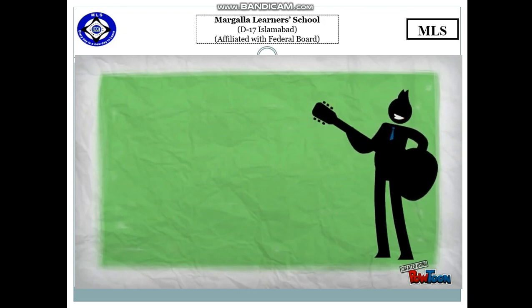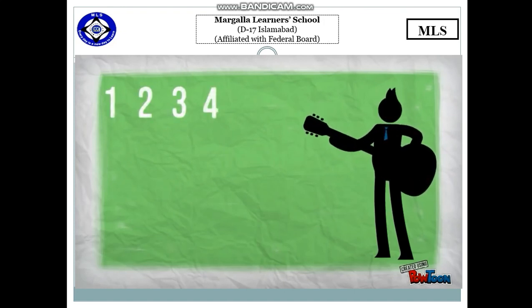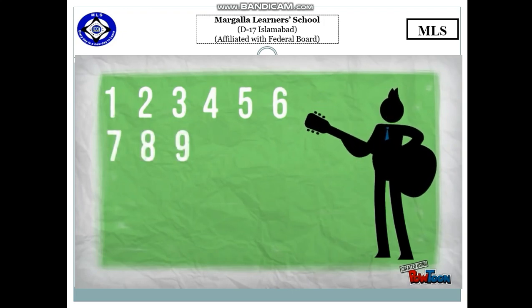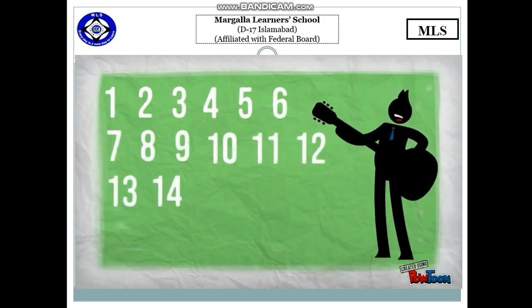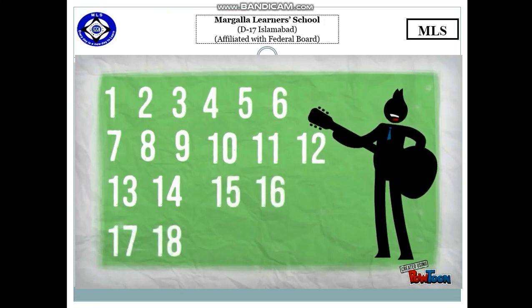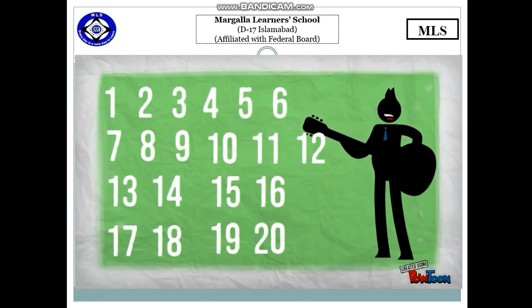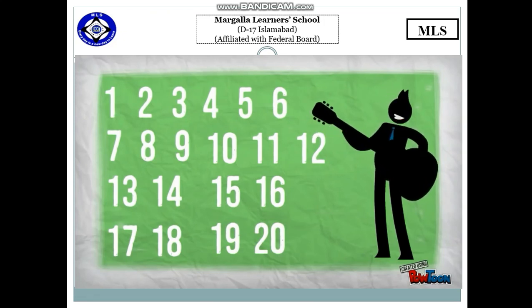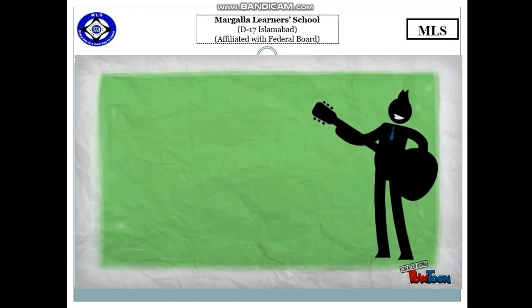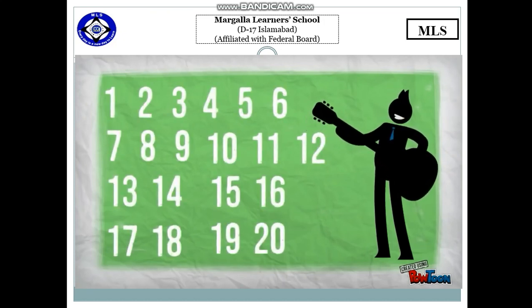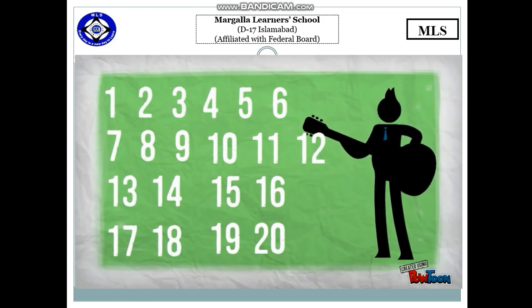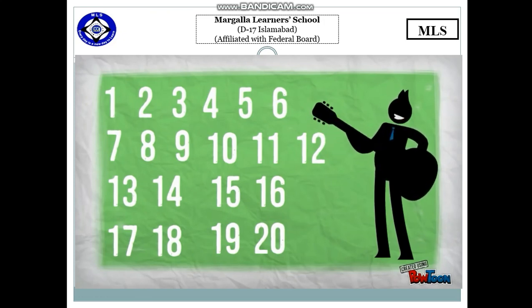Let's sing the song again. Only this time we'll sing and count to 20 all together. Here we go. 1, 2, 3, 4, 5, 6, 7, 8, 9, 10, 11, 12, 13, 14, 15, 16, 17, 18, 19, 20. Counting up to 20. Come sing along with me. Counting up to 20. We'll do it easily.